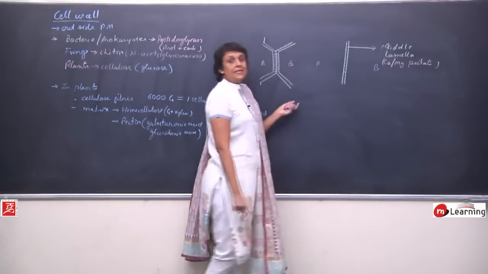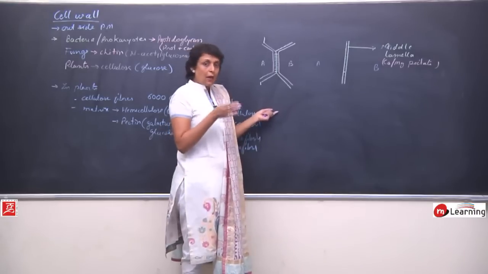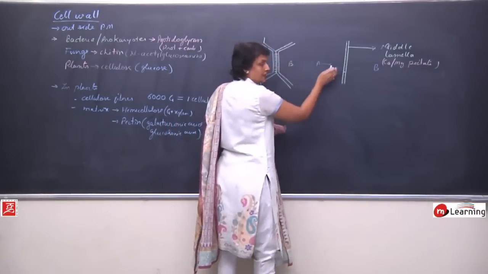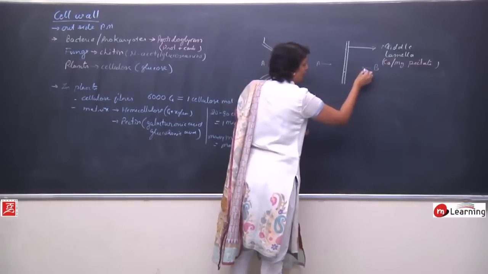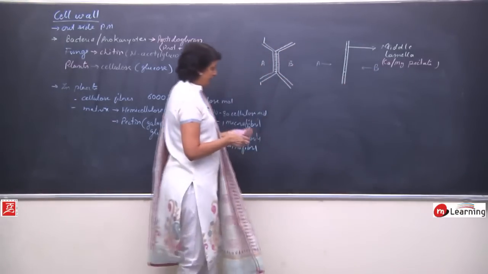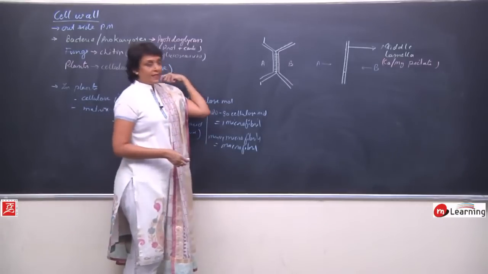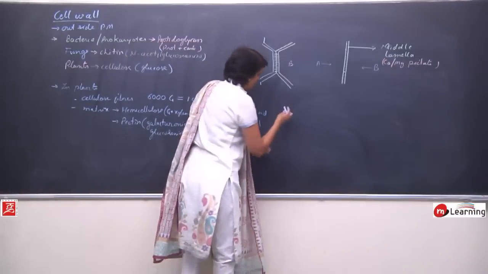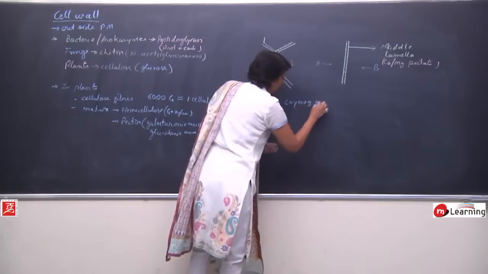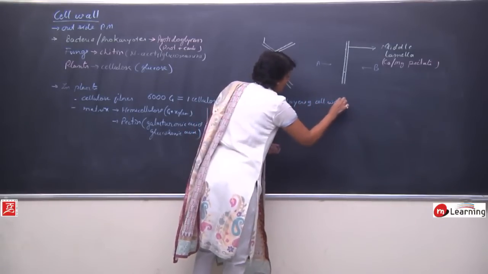Cell A secretes its cell wall. So, this cell wall is going to come from cell A on this side, and the cell wall, that is the cellulose part that we are talking of, is going to come from cell B. Before we complete this diagram, let us see how many layers are there. So, these are the layers of cell wall.